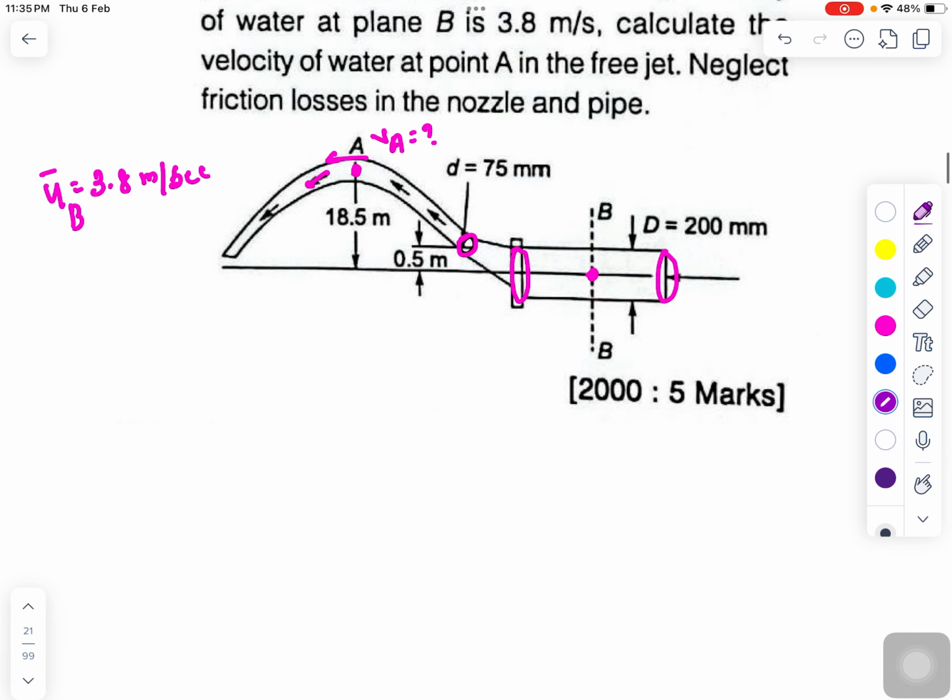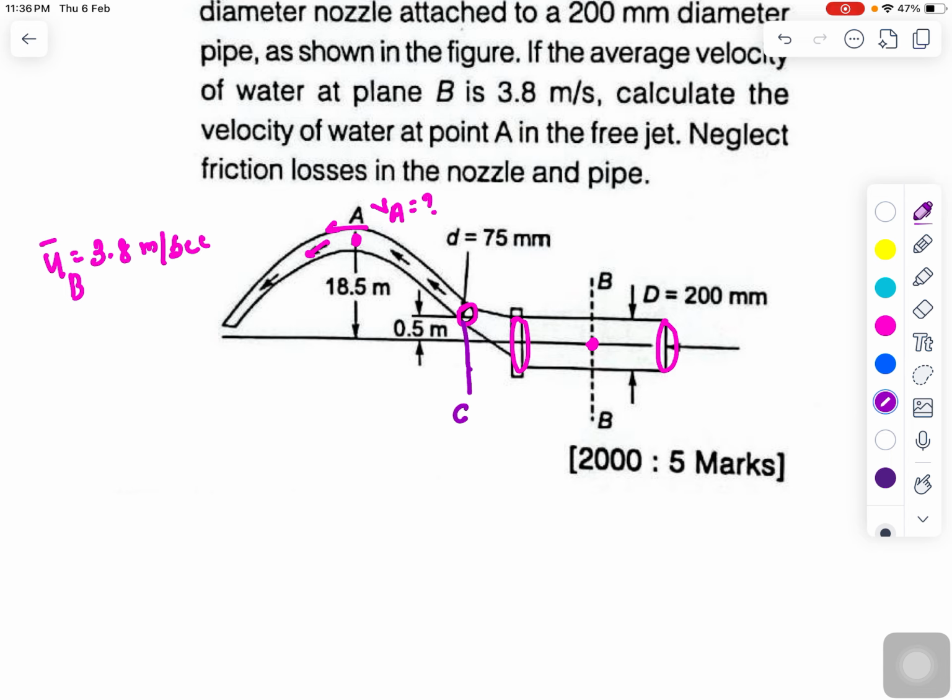So first, what we have to understand here is that we can apply the Bernoulli's equation, because we are now studying fluid dynamics. So we can apply the Bernoulli's equation at point C. Let's say I am assuming this one is point C and point A. At point A and point C, definitely we are going to apply the Bernoulli's equation. But before that, we can also apply the Bernoulli's equation at point B and point C, because the velocity at point C is not given to you, so you have to calculate the velocity at point C also. So how to calculate the velocity at point C?